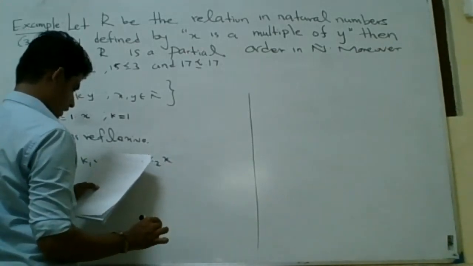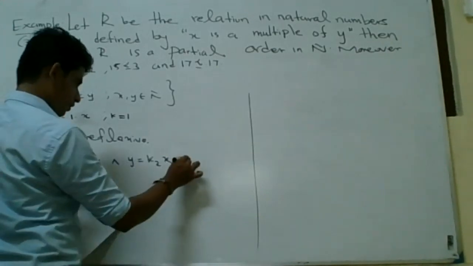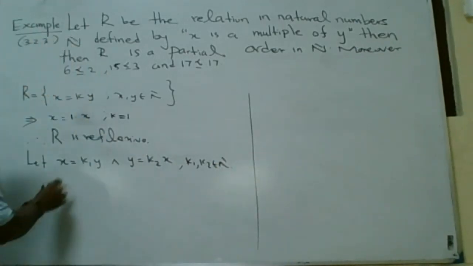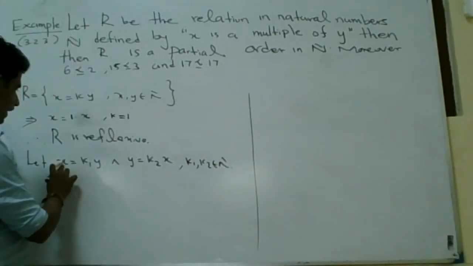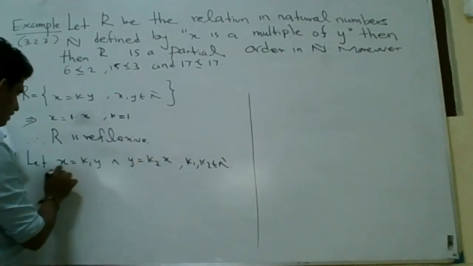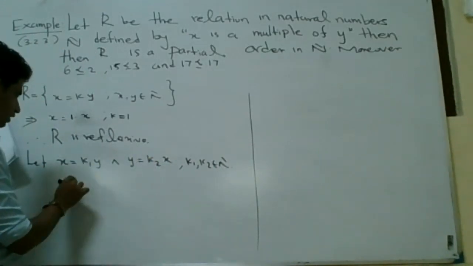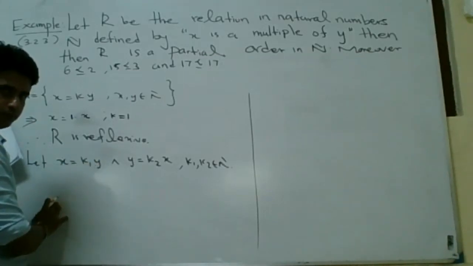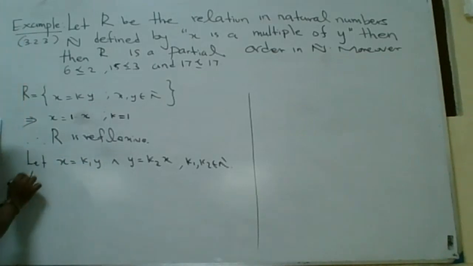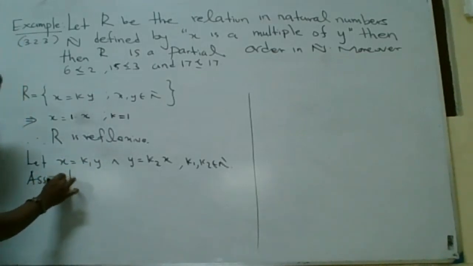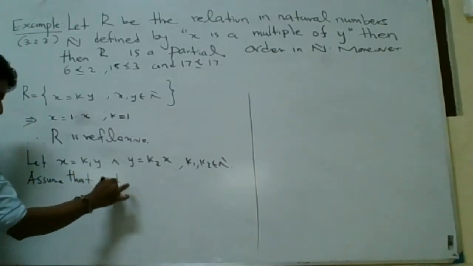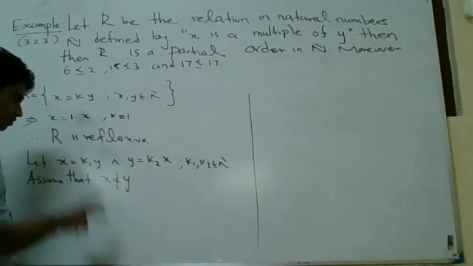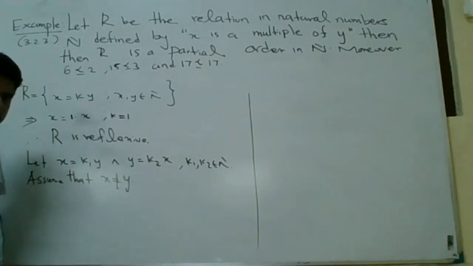Is it okay? k1, k2 belong to the natural numbers. Suppose we take x relative to y and y relative to x. For the antisymmetric case, you want to show that x equals y. I assume that x is not equal to y. If you assume this, you will find a contradiction. Therefore, the assumption is wrong, which means x equals y, therefore antisymmetric.